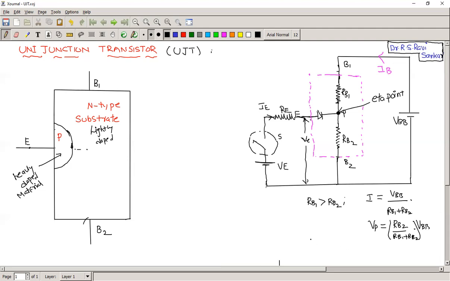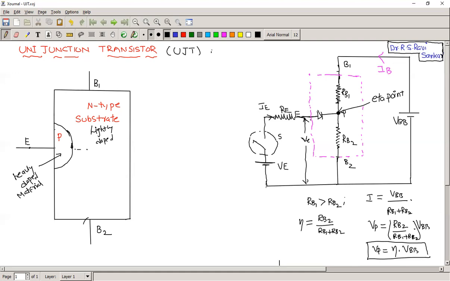Here we represent the intrinsic standoff ratio as eta. Eta equals RB2 by RB1 plus RB2. So the peak eta point voltage we can write as eta into VBB. This is the relation for the potential of this point.